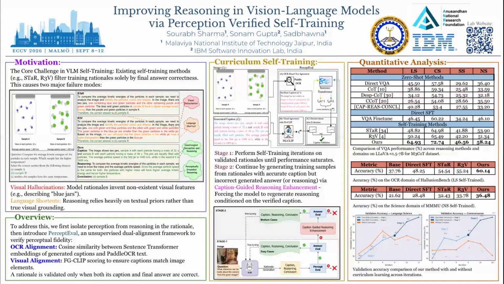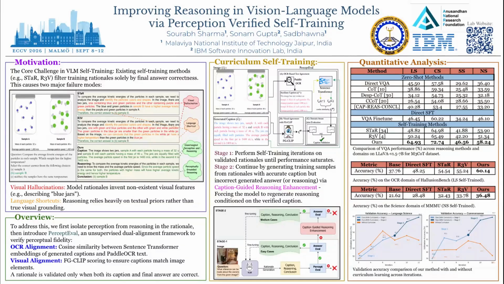Why? Because the language shortcut is when the model relies on a textual prior rather than true visual grounding. Since we are first prompting the model to have the perception cleared, followed by reasoning, we say the reasoning is based on the caption details which are validated, right? So the language shortcut problem is also eventually removed from this.